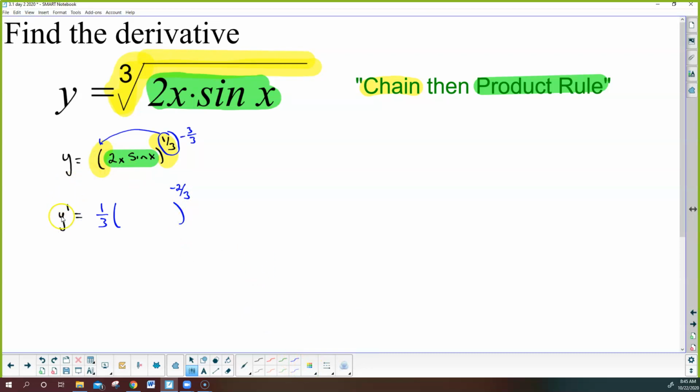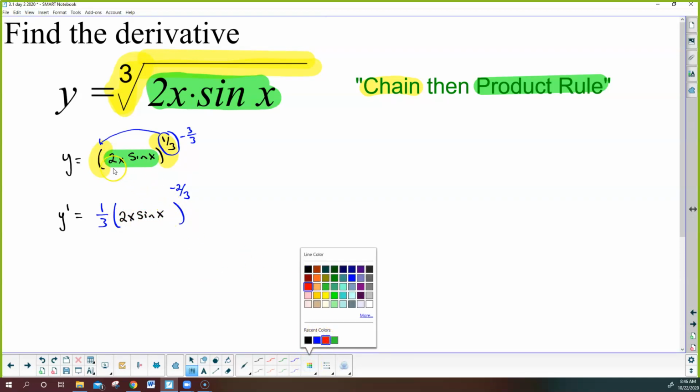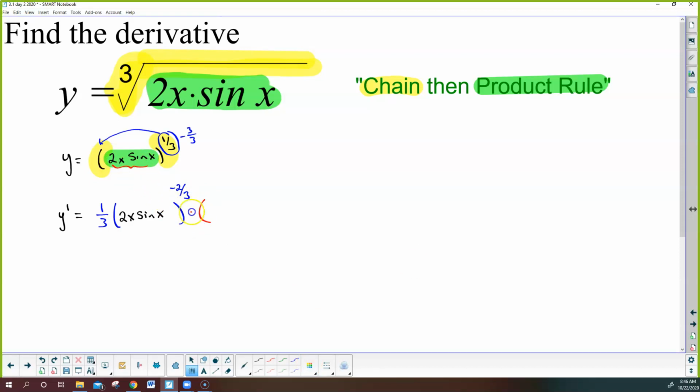Now notice I called this y prime using correct notation. Then we're going to rewrite the entire inside just the way it was. And here's the tricky part. Now I'm going to take the derivative of the inside, and that is the product rule. You do not have to show work for this. I hope we can kind of do it in our head.